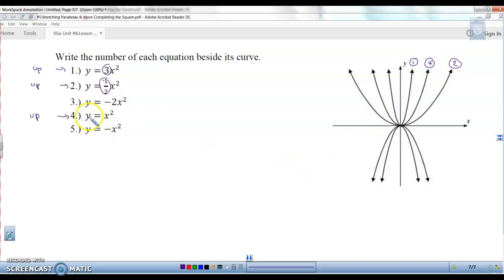So you can see that these 3 are opening up. Because of the leading coefficient, we can see this is really 1x squared. So this one is narrower than the 1x squared. This is wider than the 1x squared. Okay, so that leaves negative x squared and negative 2x squared. That's these two down here because these two open down.